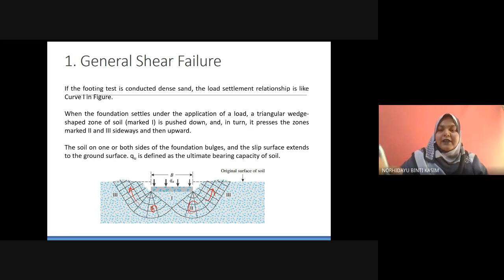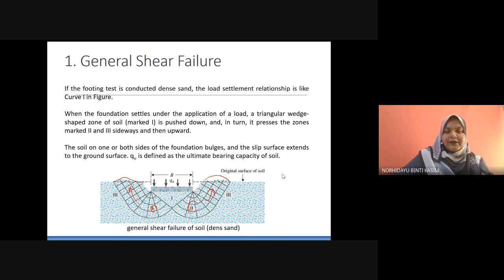So if general shear failure occurs, you can see the bulging soil beside the foundation. So you can define it as general shear failure. Later on, when you go to the site, if you see the soil surrounding the structure bulging, it means the structure has already undergone general shear failure.